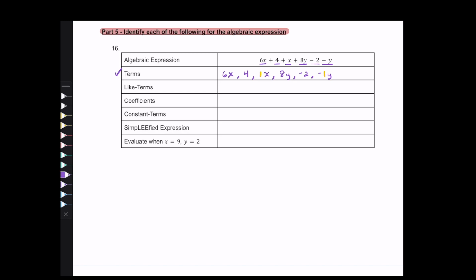Let's go on to the like terms now. So which one of these are like each other? If I identify here, I think that this 6x has something like it. I think it's this 1x here. So for the like terms, let's do 6x and 1x. Okay.